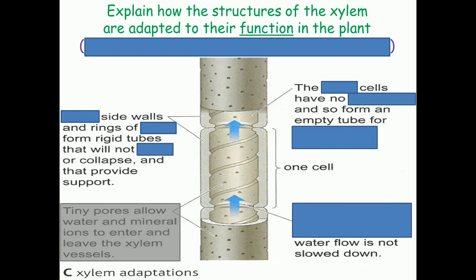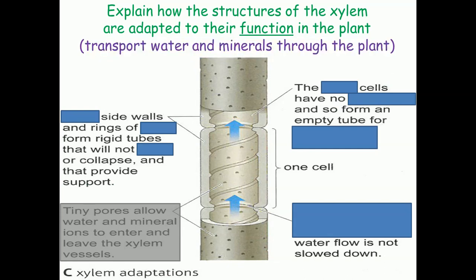So explain how the structure of the xylem cells are adapted to their function in the plant. So remember, their function is to transport water and minerals through the plant, through the transpiration stream that we saw from the roots all the way up to the leaves, where the water evaporates and diffuses out the stomata as water vapor.